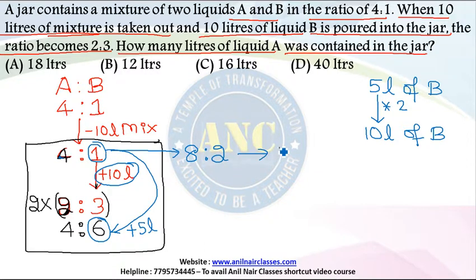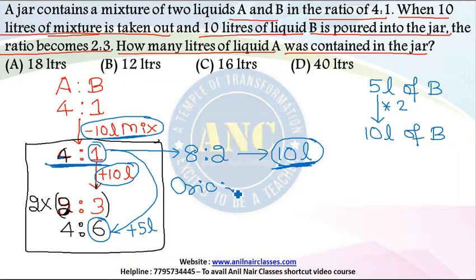That means initially 10 liters of mixture was present. Now think a little logically. This 10 liters of mixture present at this point of time is after the removal of another 10 liters of mixture. That means after I removed 10 liters of mixture, still 10 more liters of mixture is present. That means my original mixture, how much was it? My original mixture was this 10 liters present right now plus the 10 liters which I removed earlier. 10 plus 10 is 20 liters.